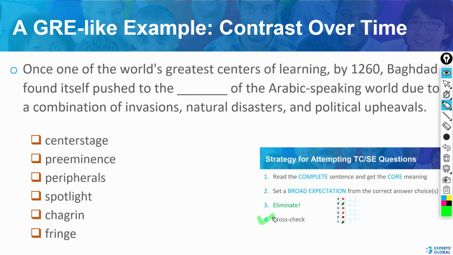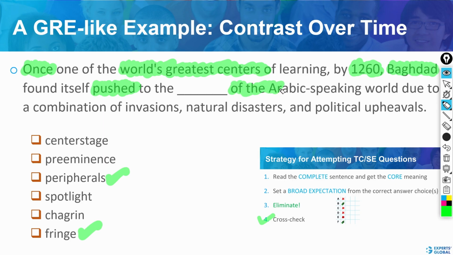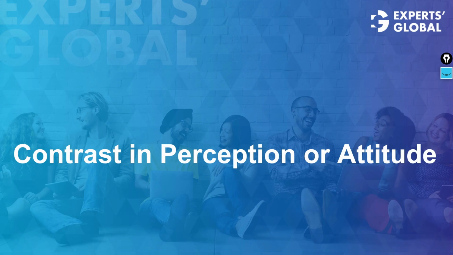We can cross-check that what was once one of the world's greatest centers of learning by such and such year, the city found itself pushed to the peripherals or the fringe, both the words meaning on the lines of outer boundary of a certain part of the world due to such and such reasons. C and F are the correct answer choices.